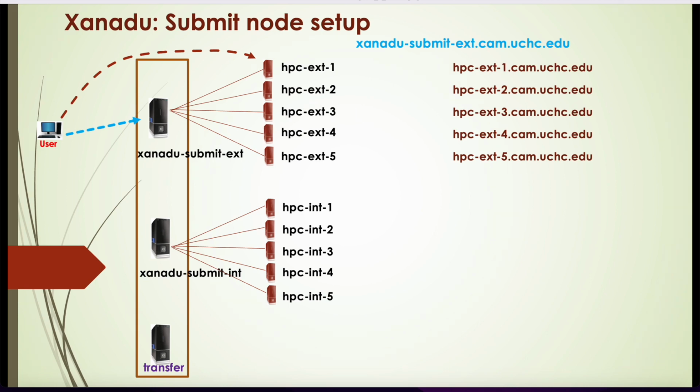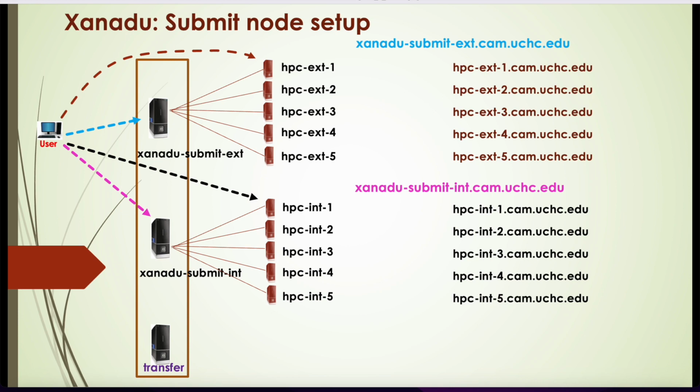The same thing applies for the internal submit node, and we can directly connect to Xanadu Submit Internal by providing the address xanadu-submit-int.cam.ucsc.edu. In that case also, once you establish the connection by providing the correct username and password, you will end up in one of these 5 virtual submit nodes. But let's say you don't want to go through Xanadu Submit Internal but directly want to connect to one of these internal virtual submit nodes. You can do that by providing the address of one of the 5 virtual submit nodes, and the connection will be established.